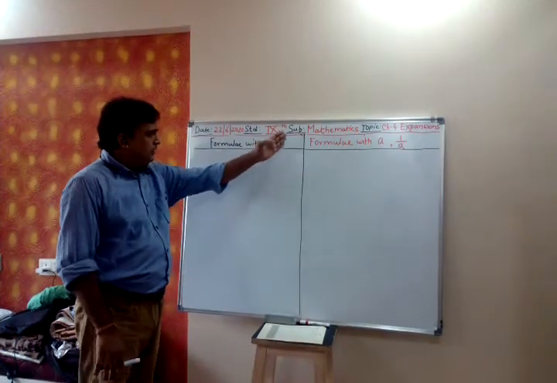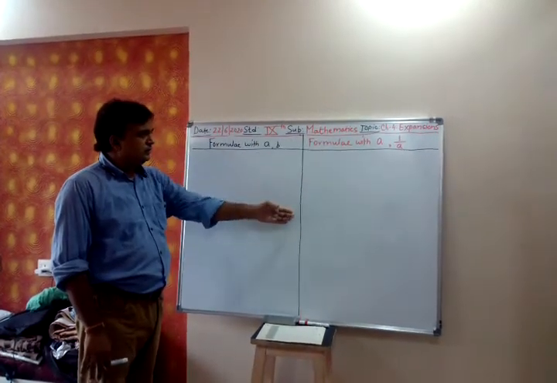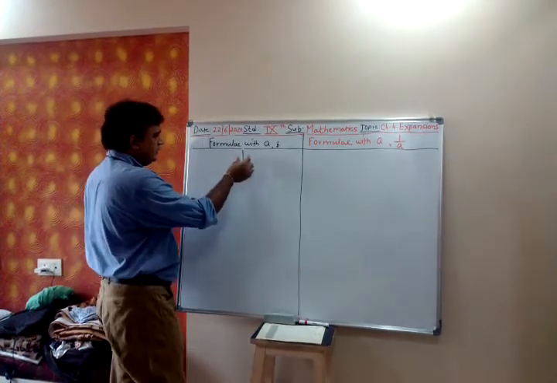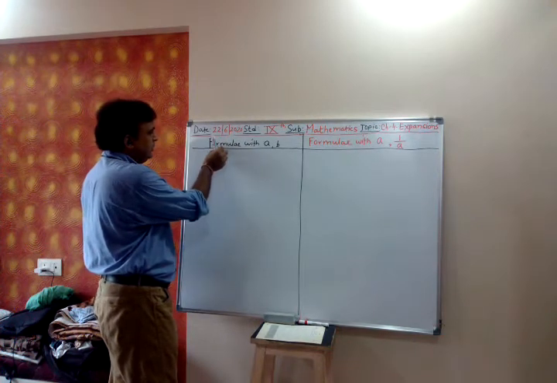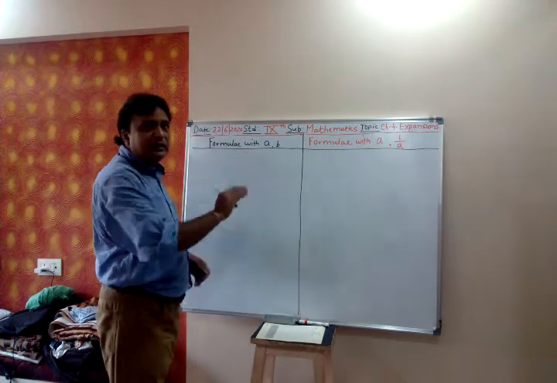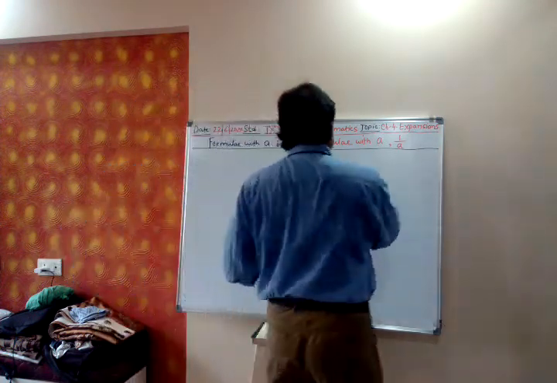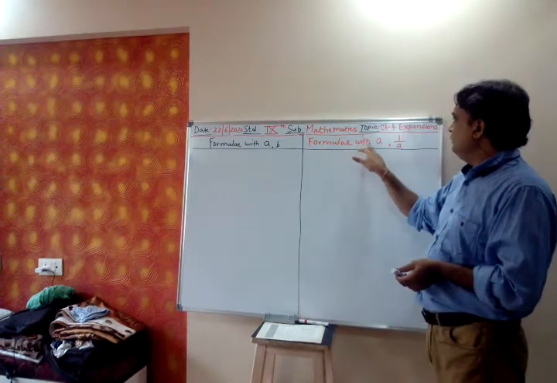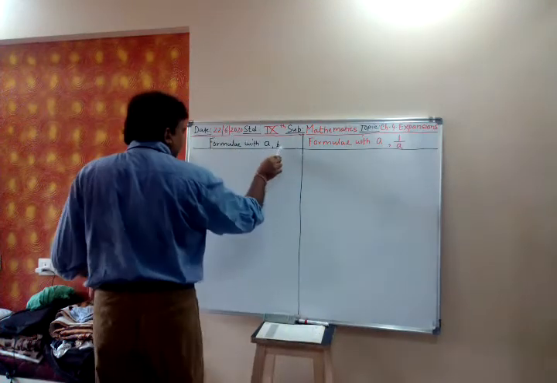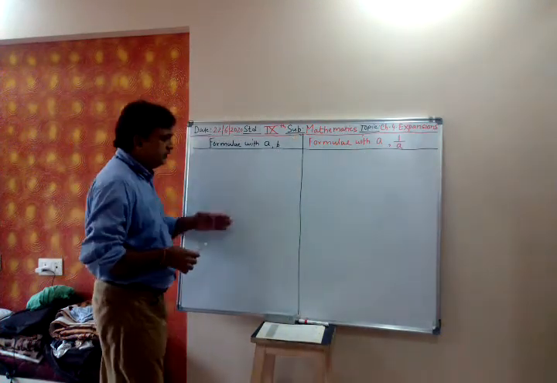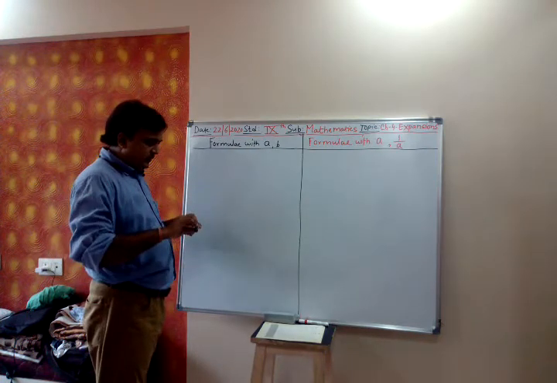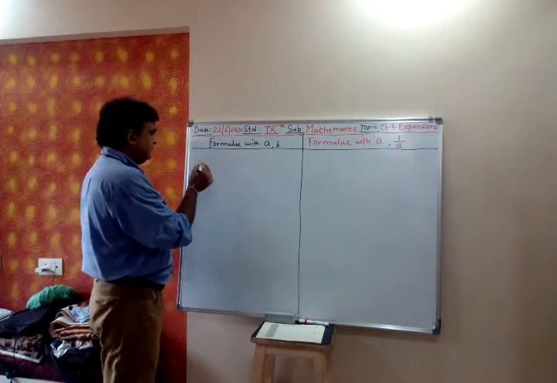Now, divide your notebook into groups. The first group will be formulas with variables a and b, where variables a and b will be there. The second will be formulas with variable a comma 1 upon a. Instead of b, I will have 1 upon a in the formula. Make this.